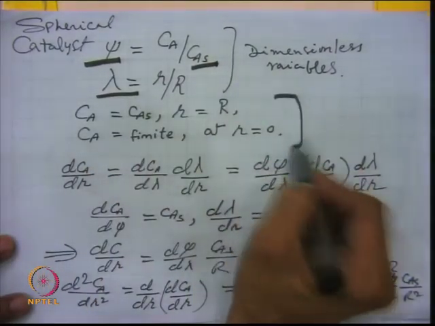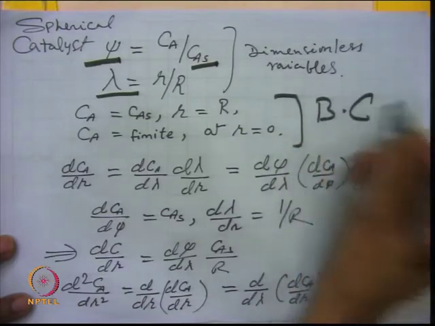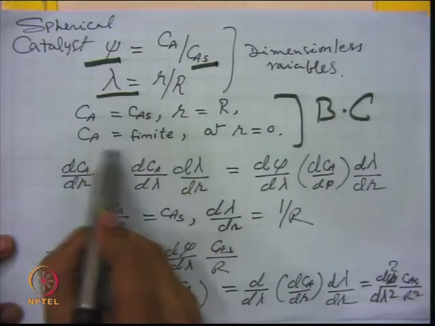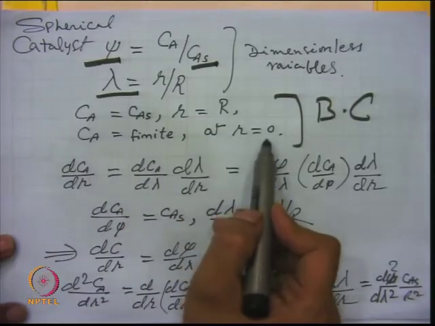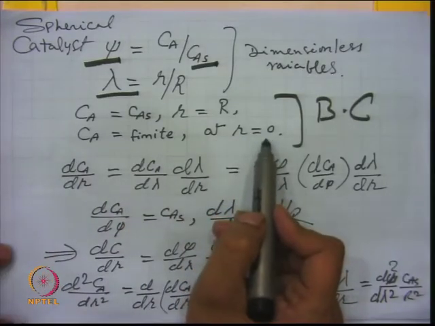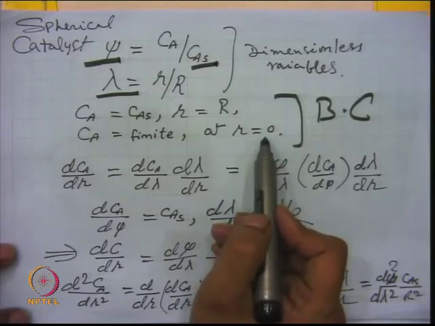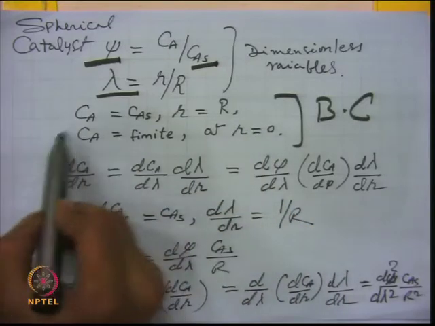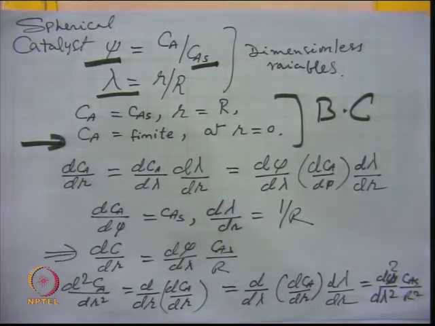And boundary conditions, we defined: r is equal to capital R, C_A is C_AS, and r is equal to 0, that is the center of the pellet, C_A cannot be infinite, right. So, if the equation says that C_A is infinite, it means the constant of the parameter has to be 0, right. So, C_A has to be finite, because concentration decreases from outer to center of the pellet, right.